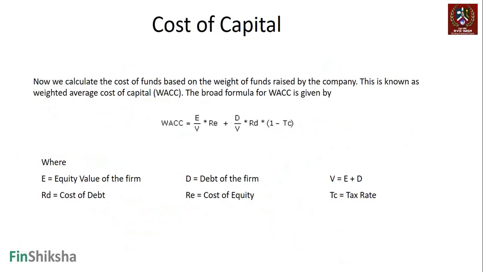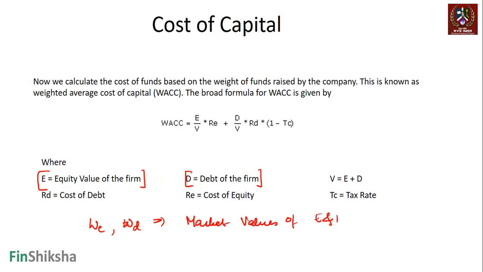So now what do you do? You find the weight of equity. Remember, when you're finding the weight of equity, where you're using the equity value of the firm and the debt value of the firm, E and D, the weight of equity and the weight of debt are calculated based on the market values of equity and debt, not the book values from the balance sheet. Remember, we had discussed this as well.